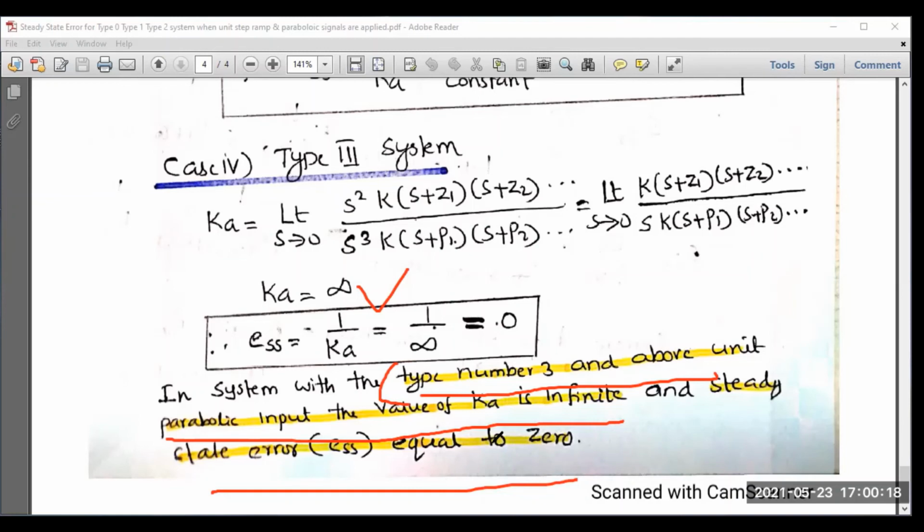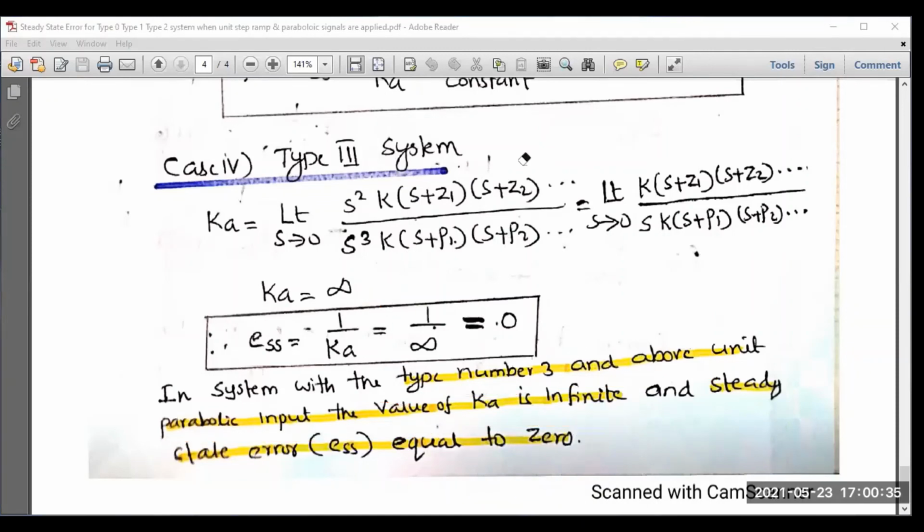There won't be any difference between the actual output and desired output, actual quantity and desired quantity. There won't be any difference. Actual input and desired input. So this is regarding the steady state error.